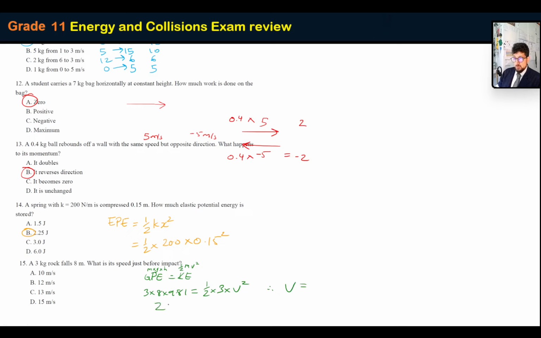That is 235.44, which is equivalent to 1.5 times v squared. So therefore, v is equivalent to the square root of 235.44 all over 1.5. That's 12.52, 12.53 meters per second. So which one is it? It's this. Okay, it rounds up.